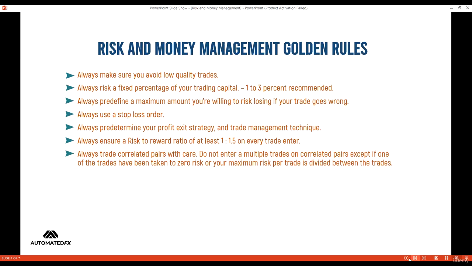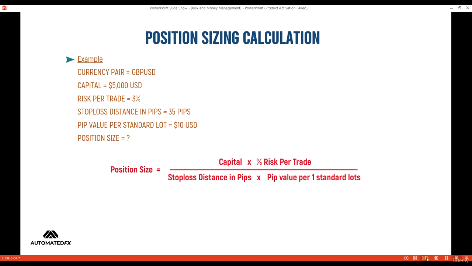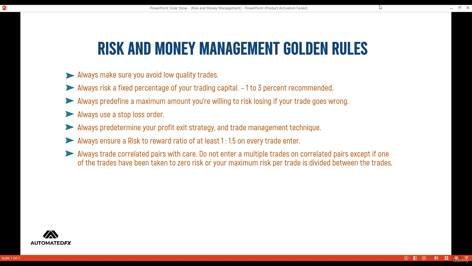Okay. Now we have these rules, which is more of a conclusion for the video. We have risk and money management golden rules. I call them golden rules. So when you keep these rules, you are sure that you never blow your account. Okay, you never lose your money. So just make sure you keep these rules and you know that you are good to go.